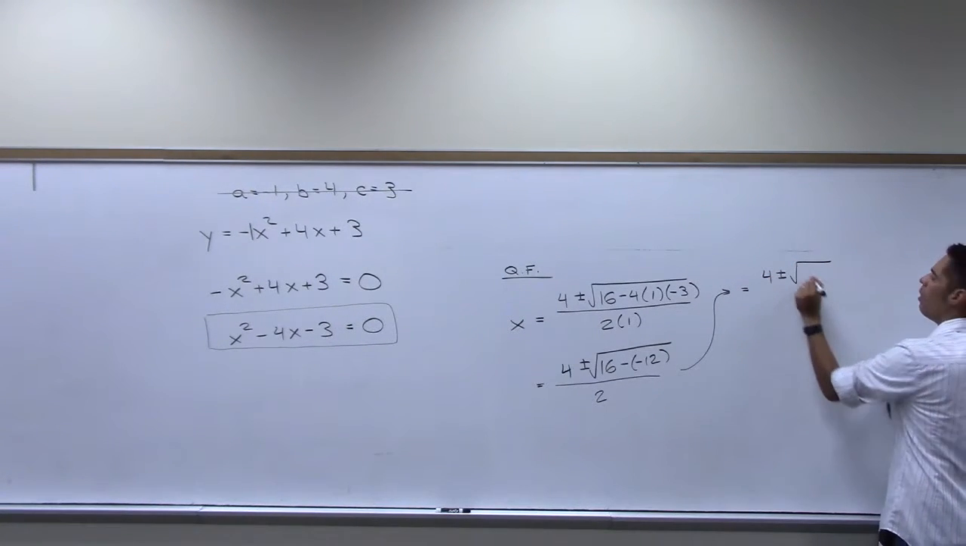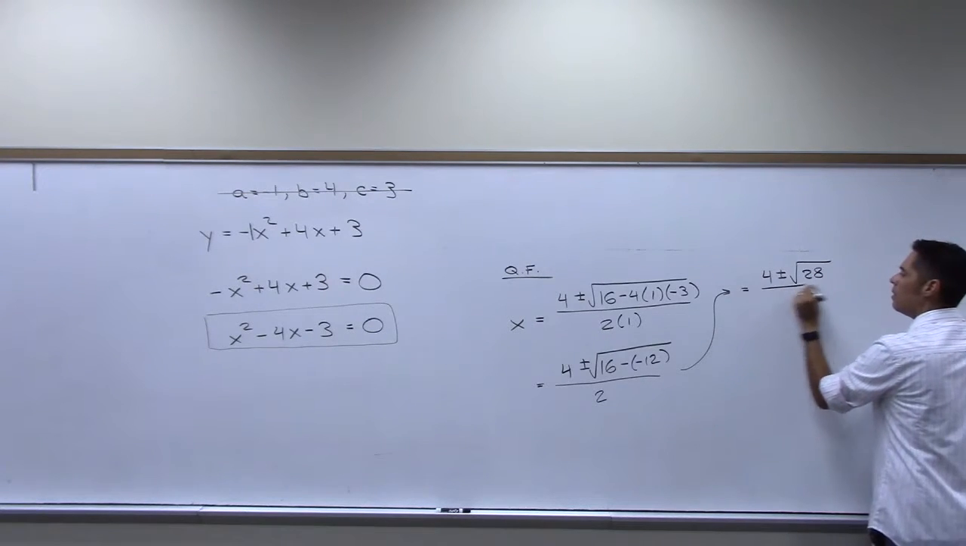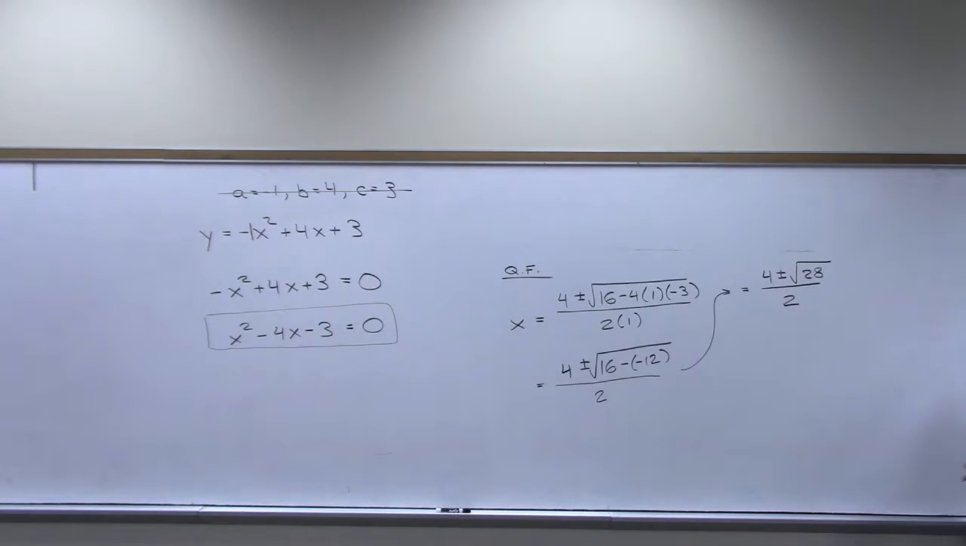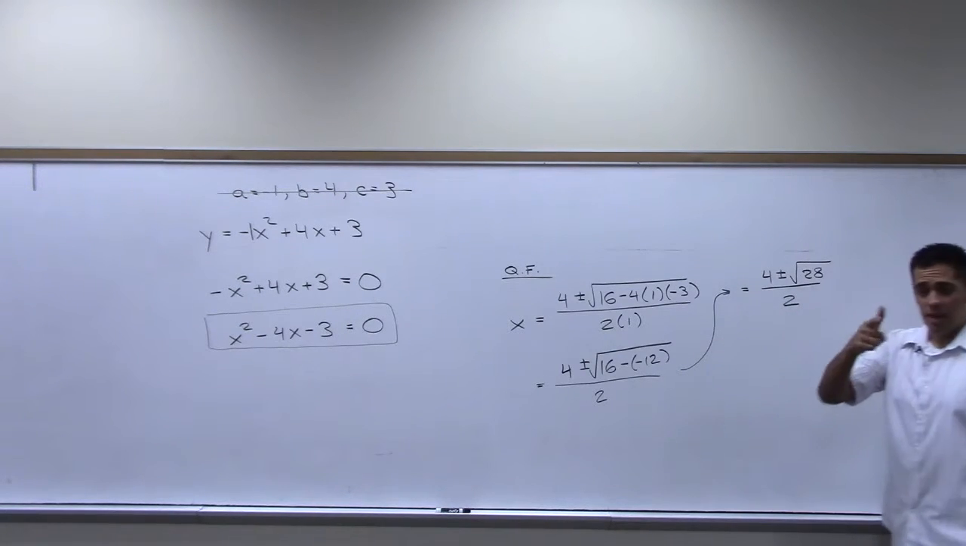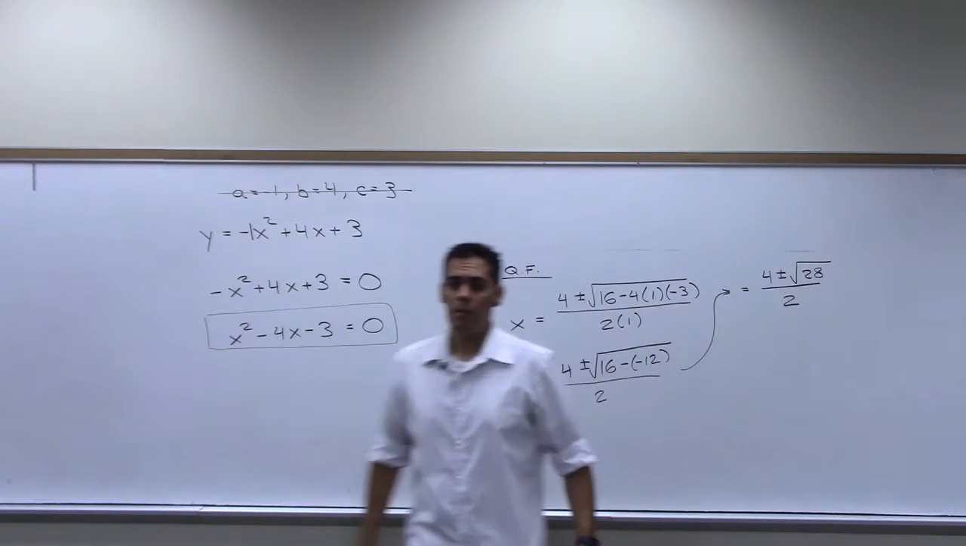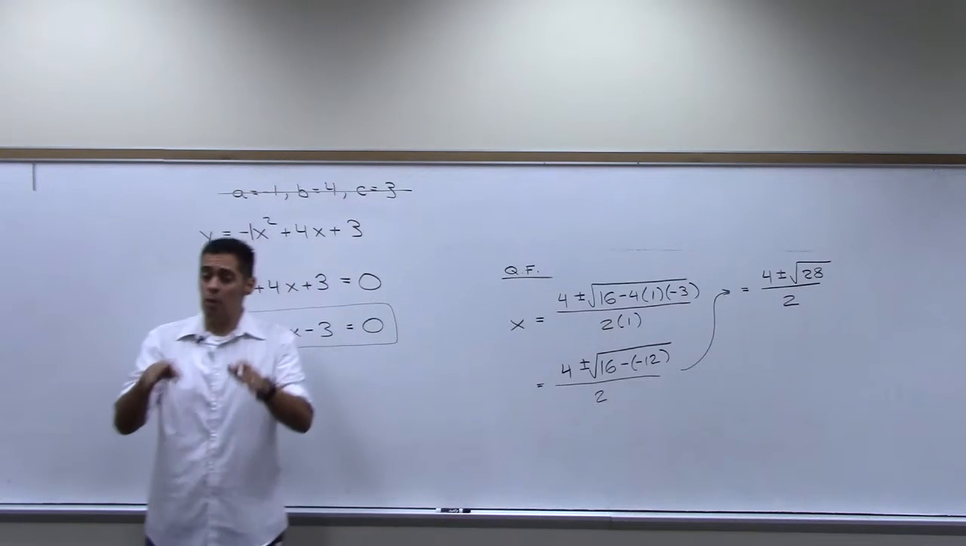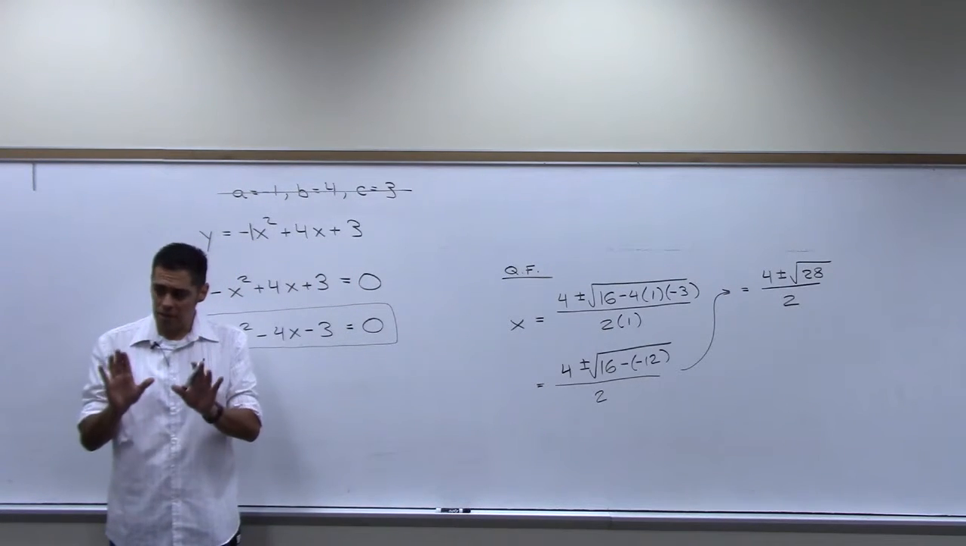What? 28. Oh, I thought you said 23. I'm sorry. All over 2. And this represents 2 answers. Yes? Yeah, the square root of 28 can be broken down. All right, now pay close attention.